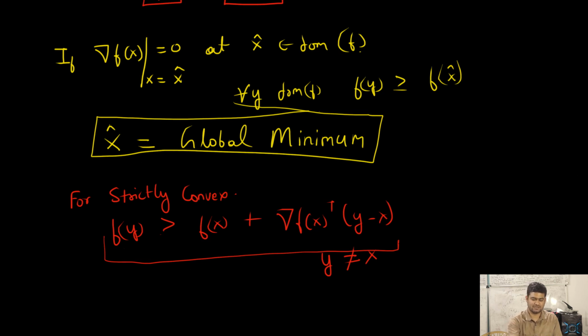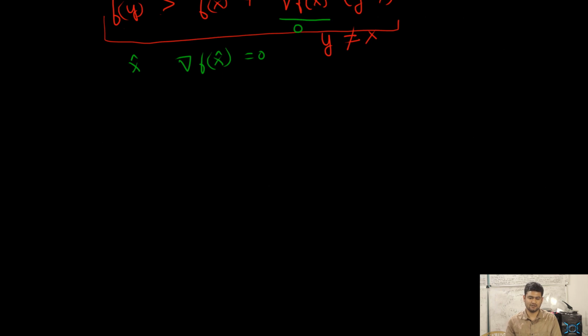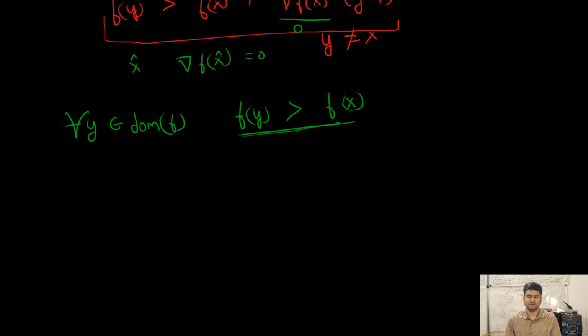And thus, as a result, if the gradient of the function is 0, so there's some x hat at which the gradient of f at x hat is equal to 0, then what we get is that for all y in the domain of the function, f of y is greater than f of x hat. That is, x hat is the strict, unique global minimum of the function.